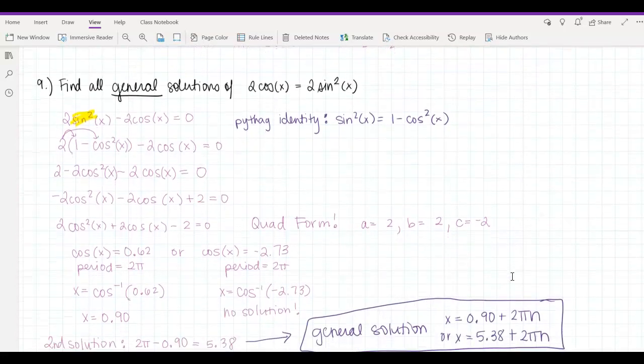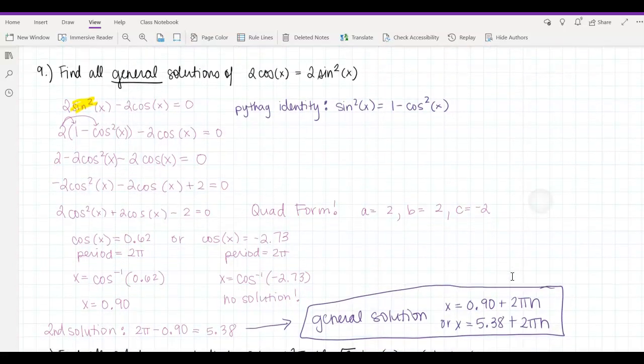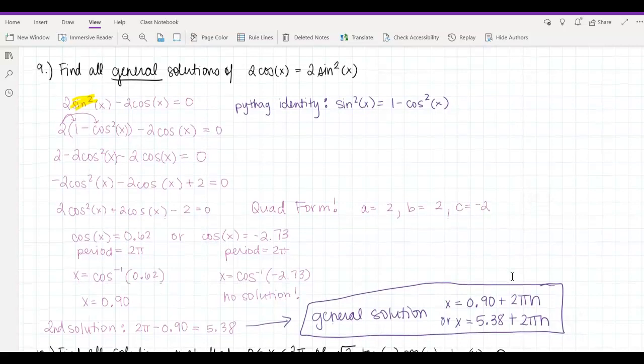Now, for 9, we're going to go through and find all the general solutions. Remember, general solutions are where you add in your period times n to tell about all of the solutions you could have all the way to the right or positively and all the way to the left or negatively. N stands for any integer. So anytime you want to find a different value, you would plug in that any integer.